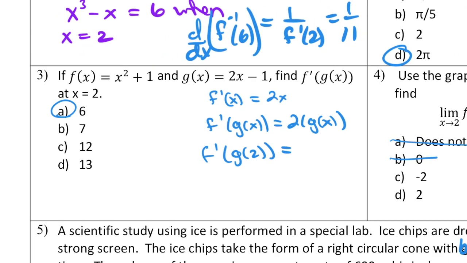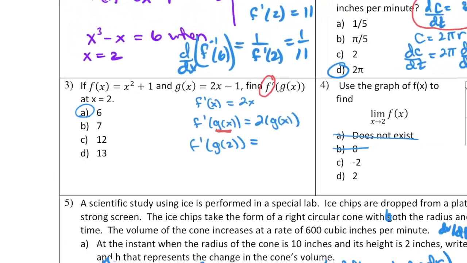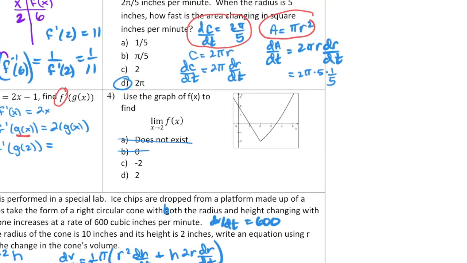For question number 3, it's a composition of functions. Make certain you follow your notation correctly. You are looking for the derivative of f. Find it first. The derivative of f is 2x. Then substitute in your g of x. After you substitute your g of x, you should be able to find f prime of g of 2.